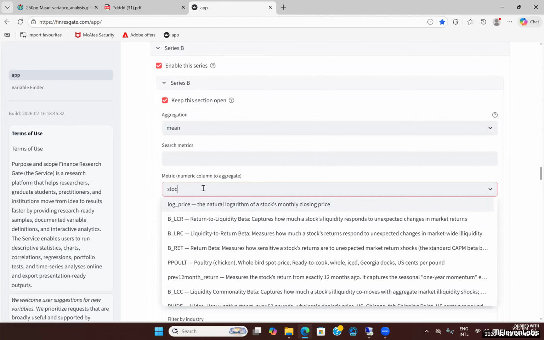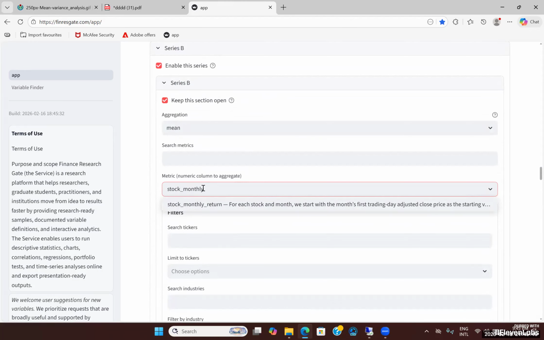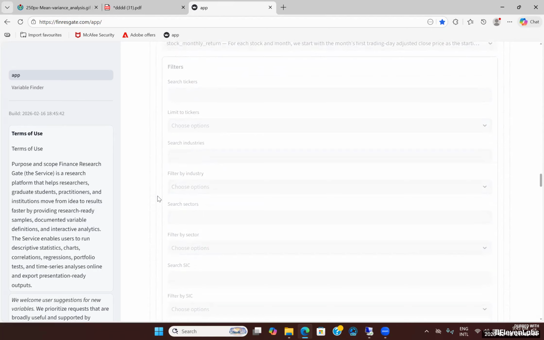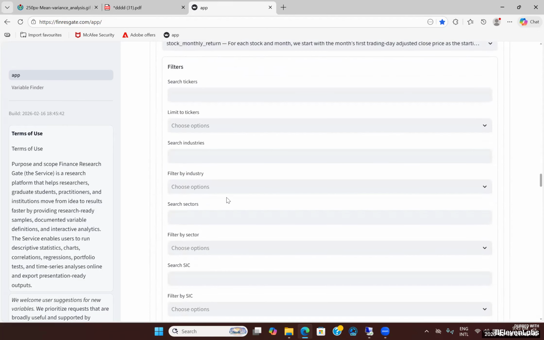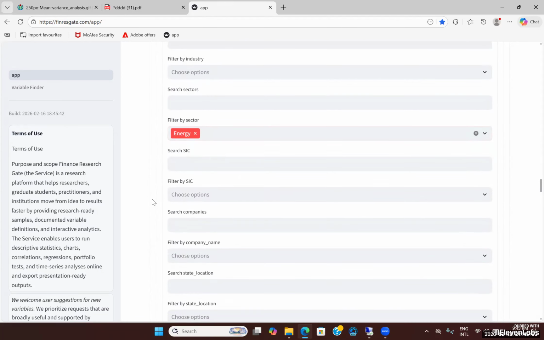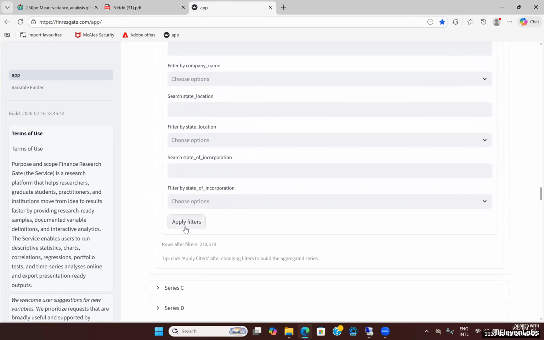Following this, we will choose the very same input variable we've been working with, which is the monthly return data. After that, our next step involves applying a filter based on the specific sector. For this demonstration, let's select the energy sector, and then apply it.